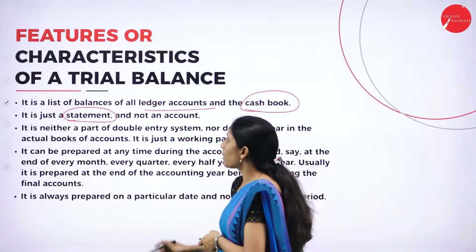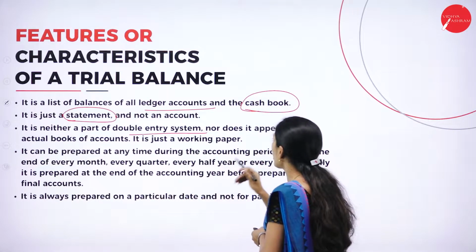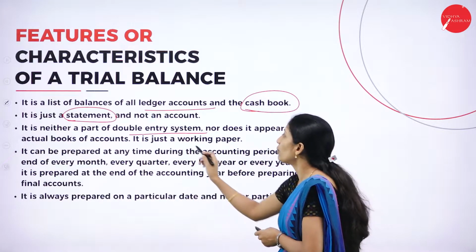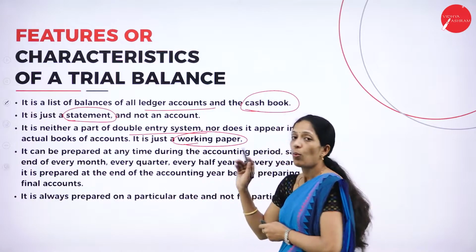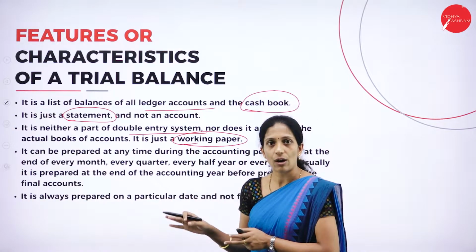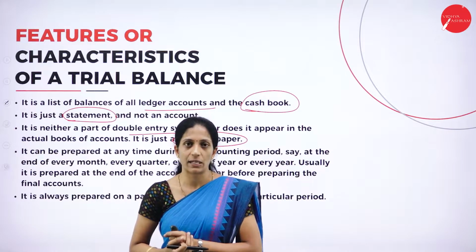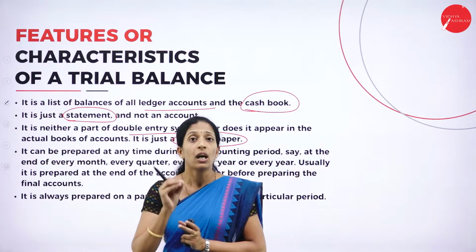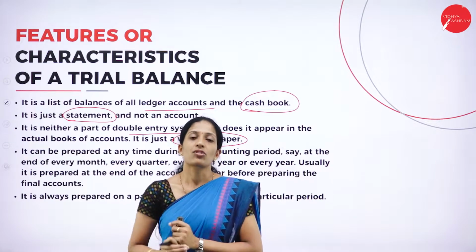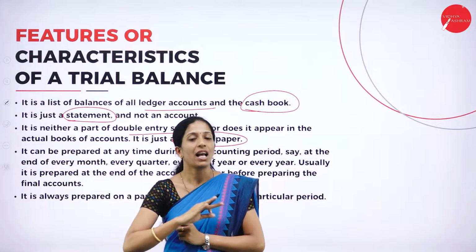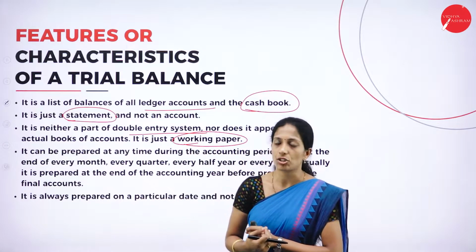Next, it is neither a part of the double entry system nor does it appear in the actual books of account. It is just a working paper. It is not an account, it is just a statement, and it is not a part of the financial statement. It is just a working paper where we check the accuracy of the ledger account.